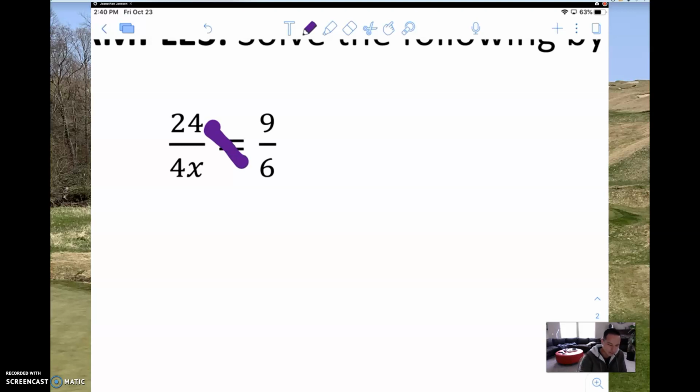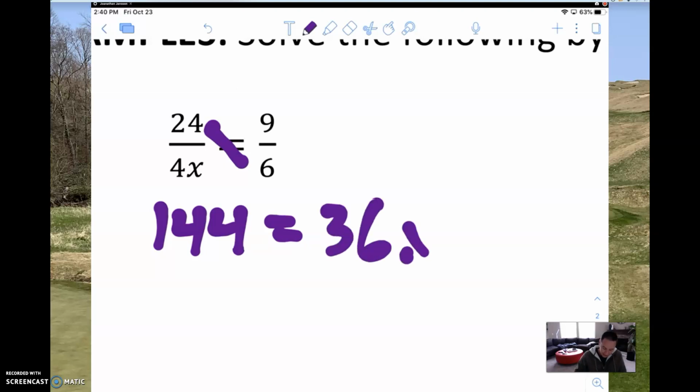We have 24 times 6. 24 times 6 gives us 144. Then we put equals. Now we have 4x times 9. If you just do 4 times 9, it's 36. So 4x times 9 is just 36x. And that was by multiplying those two. So hopefully you see it's now just a one-step equation.